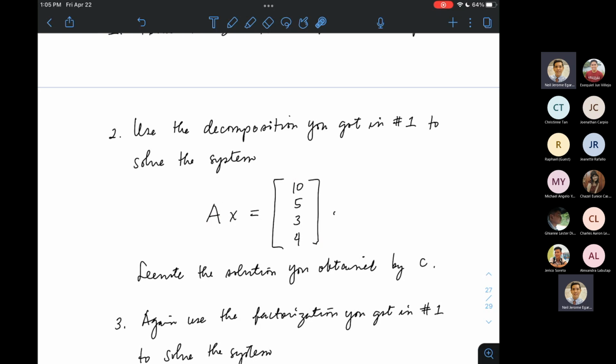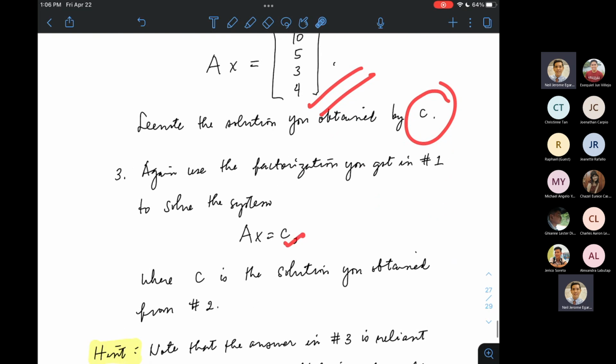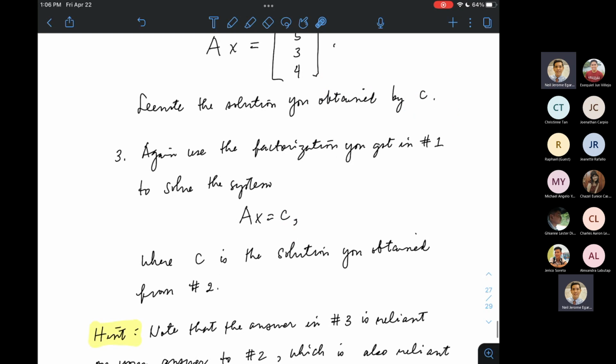Tapos gusto ko lang ipakita or ipa-experience sa inyo bakit mas maganda to kaysa paulit-ulit na nag-Gaussian elimination. So, kung ano yung C na nakuha nyo na sagot dito, siya naman yung magiging right-hand side dun sa number 3. Tapos gamitin nyo uli yung LU Factorization para ma-solve naman yung bagong system. Yung system na AX equals C. Now again, this is sequential in nature.